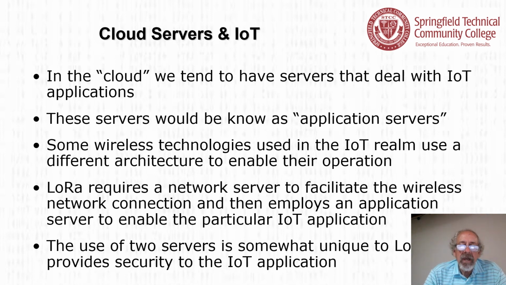What about cloud servers and IoT? In the cloud, we tend to have servers that deal with IoT applications. These servers would be known as application servers. Some wireless technologies used in the IoT realm use a different architecture to enable their operation. LoRa, for instance, requires a network server to facilitate the wireless network connection, and then employs an application server to enable a particular IoT application. The use of 2 servers is somewhat unique to LoRa and provides security to the IoT application.